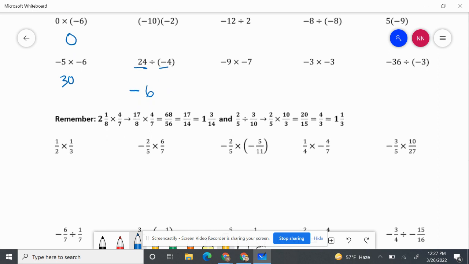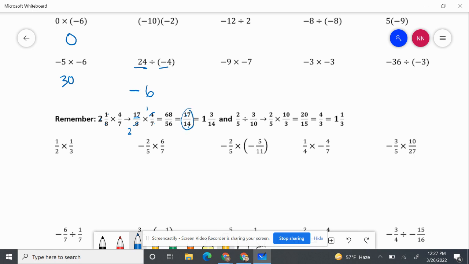How fractions work is if we have a mixed number, we have 8 times 2 gives us 16, plus 1 gives us 17 over 8. And then when we multiply it, I like to cross cancel 1 and 2. And 1 times 17 is 17. And 2 times 7 is 14. That's the way I like to do it.